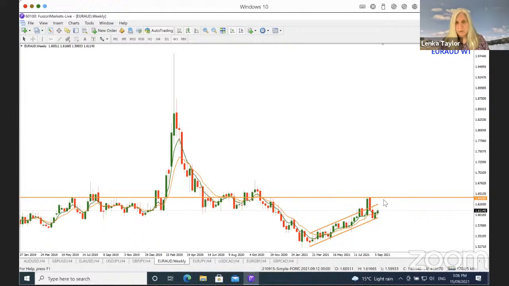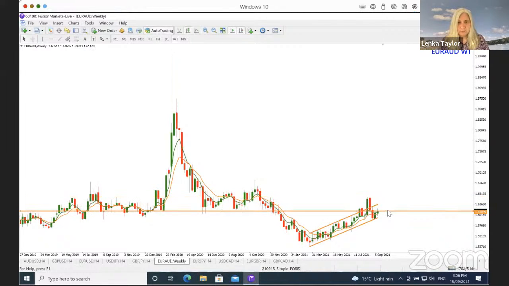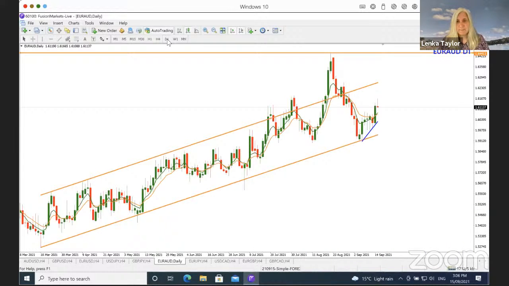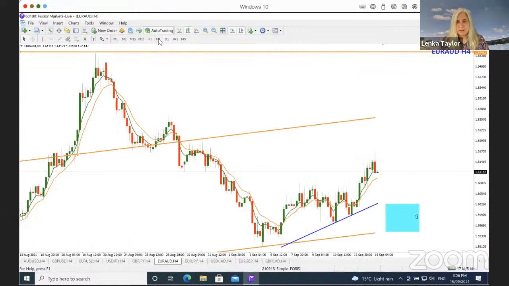It could go back up to there, or it will turn around here. So let's see what happens with that one. But at the moment, I'm just going with the trend and going long on this one. But potentially a reversal around this area, so a bit cautious with that.